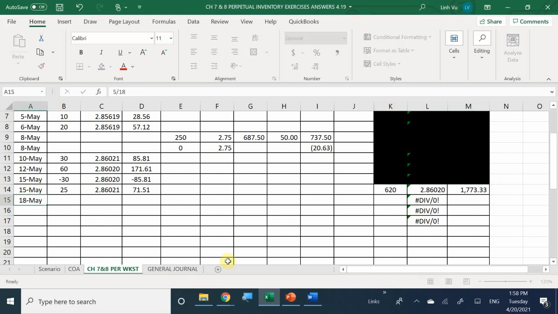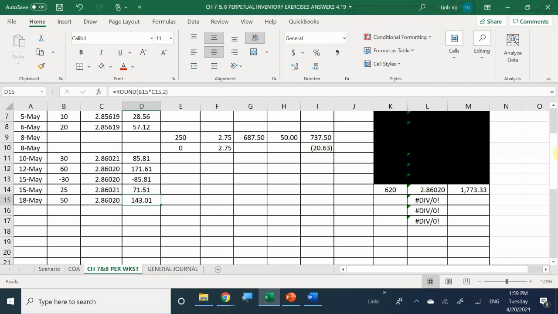So again, it is the 18th of May. We sold 50 mugs. At what cost? At the 2.86020. Excel's recognizing that I'm doing the same thing here. So what is my total cost of goods sold? 143.01. So that's how much it cost me to sell those 50 mugs. So now I need to get rid of it in my inventory.